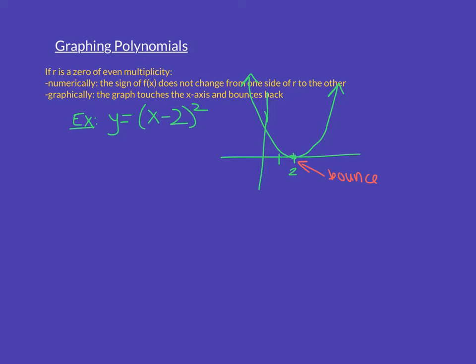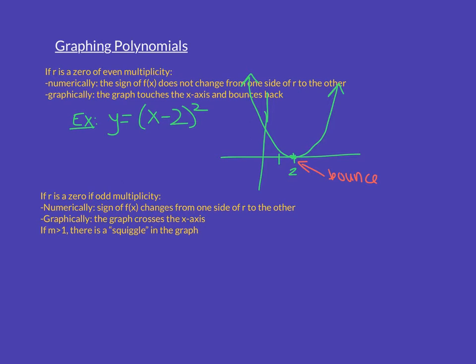And if you have any other even exponents like this, you're going to have a similar idea. You're welcome to try on your own to graph y equals (x minus 2) to the 4th, or to the 6th. What you'll notice is that the graph might become a little bit wider, but it has the same behavior. It will still bounce back at x equals 2.